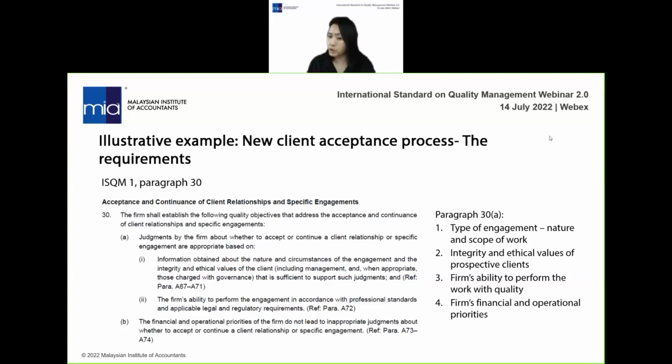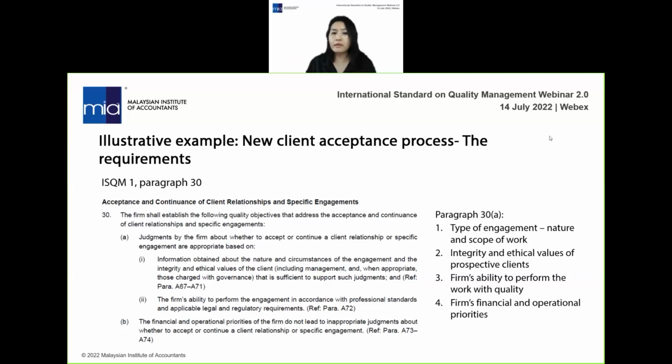identify the type of engagement that you are working on, the nature and the scope of work. And then you have to make sure that you have checked the integrity and ethical values of the prospective client before you accept the new client. You also have to assess the firm's ability to perform the work with quality. So you have to look into yourself. Do you have sufficient resources? Do you have the expertise to perform the work? And the last thing to talk about in B is the firm's financial and operational priorities.